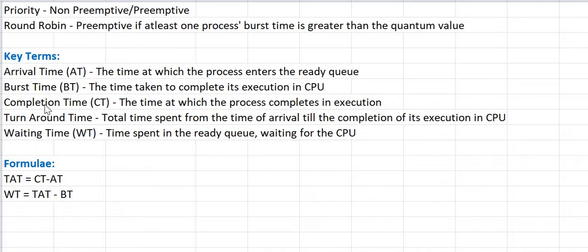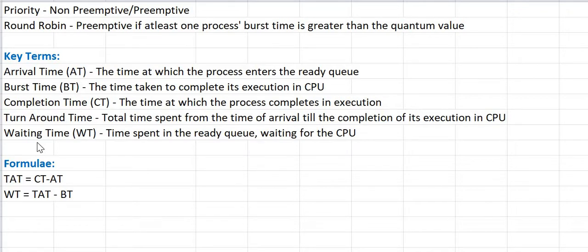So, that time is what we call the completion time. Now we have the turnaround time, from the time of arrival till it completes its entire execution. So far, how much time it took, that time specification is the turnaround time. And finally we have the waiting time, the time which a process spends inside the ready queue waiting for the CPU.